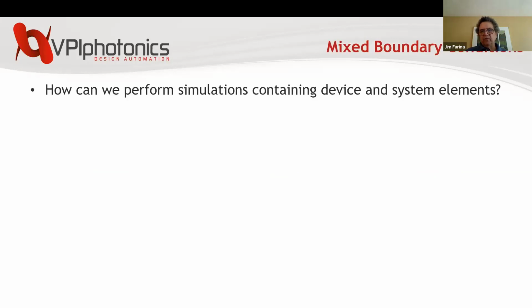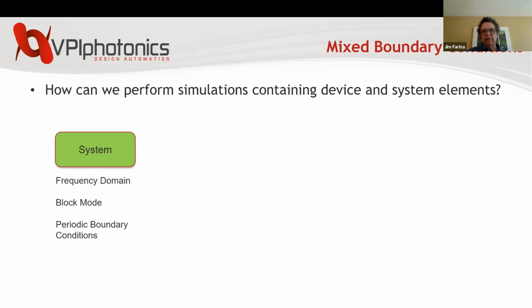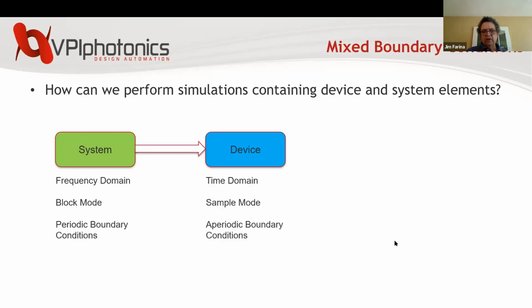So now how can you perform simulations containing device and system elements? Because now they're really in different simulation domains. Let's say you have a driver of a system. It's going to be in the system mode, so you're in block mode, frequency domain, periodic boundary conditions. That's going to drive the device, similar to what Eugene showed you. That's in the time domain, sample mode, aperiodic boundary conditions.